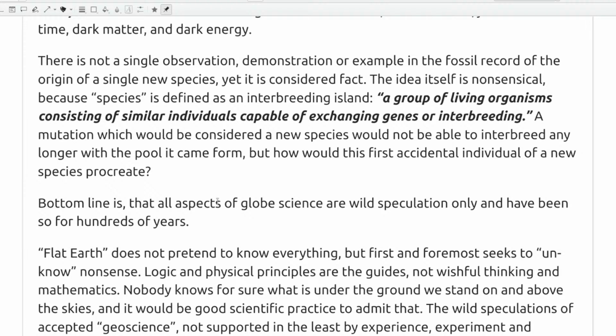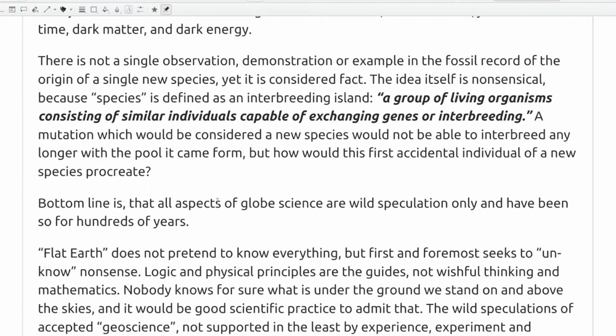There is not a single observation, demonstration, or example in the fossil record of the origin of a single new species, yet it is considered fact. The idea itself is nonsensical because species is defined as an interbreeding island, a group of living organisms consisting of similar individuals capable of exchanging genes or interbreeding.